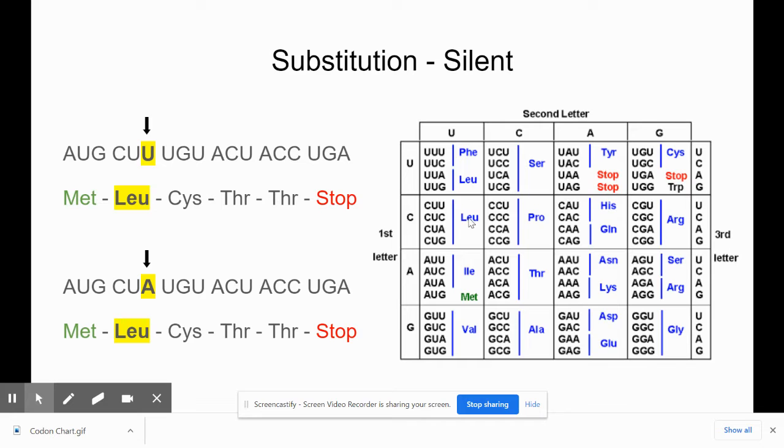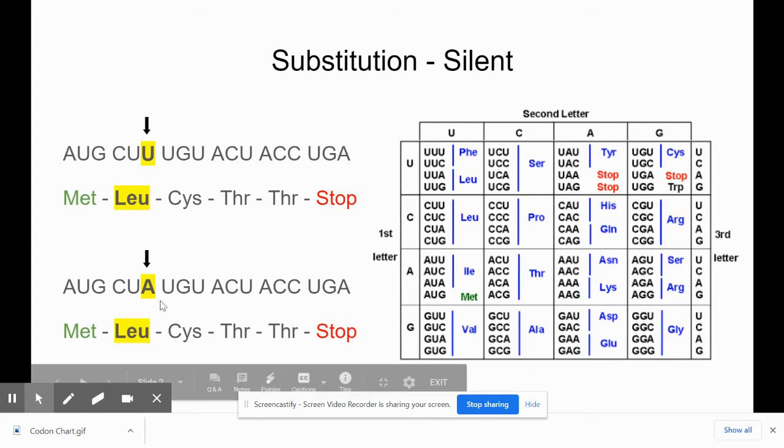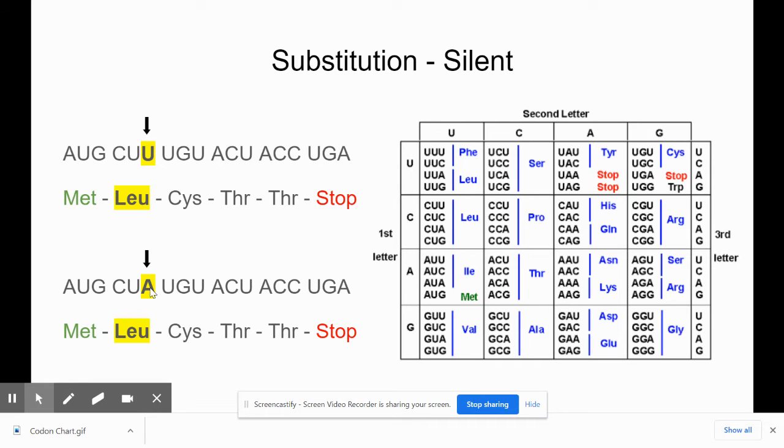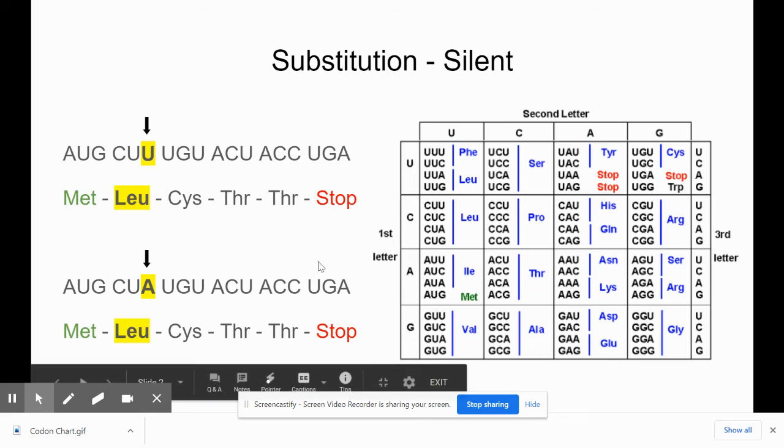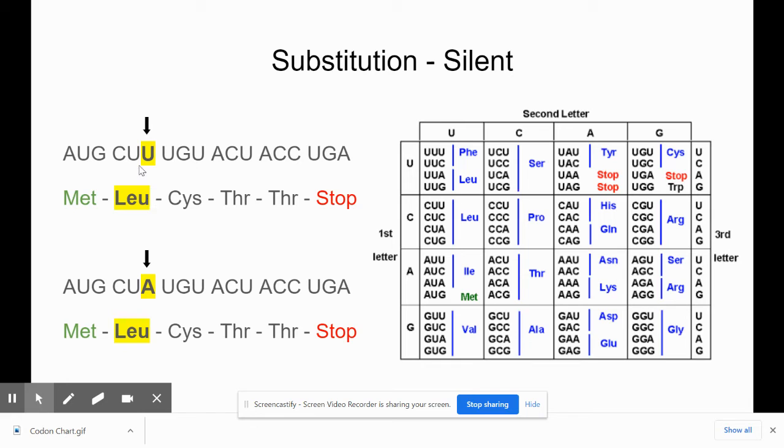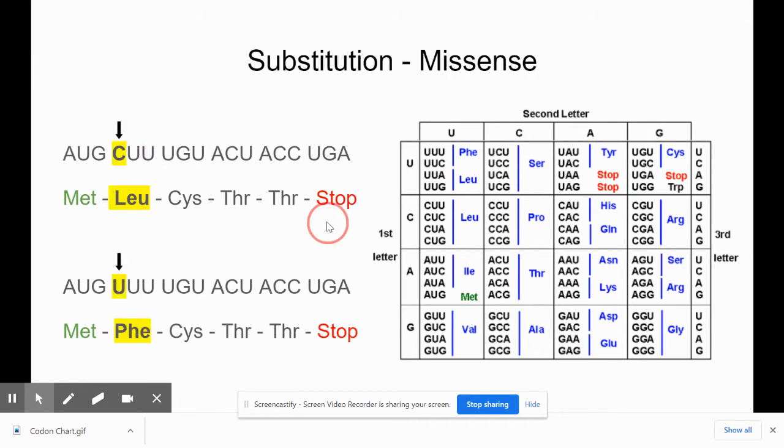CUU codes for leucine, and when the last uracil is replaced by an adenine, CUA, we'll go over here, and CUA also codes for leucine. So even though there's been a substitution, the adenine for the uracil, the amino acid that it codes for remains the same. And so the protein never knows the difference. So it's said to be silent. So no harm, no foul.